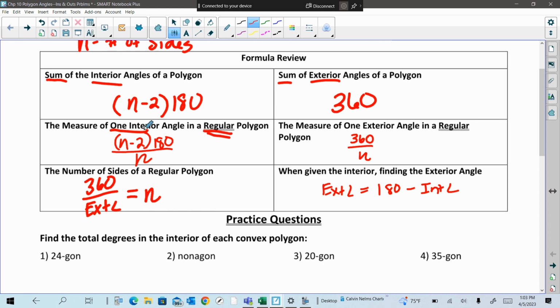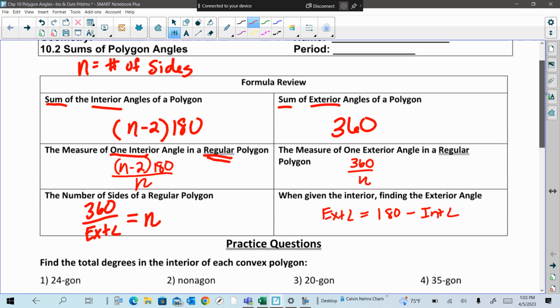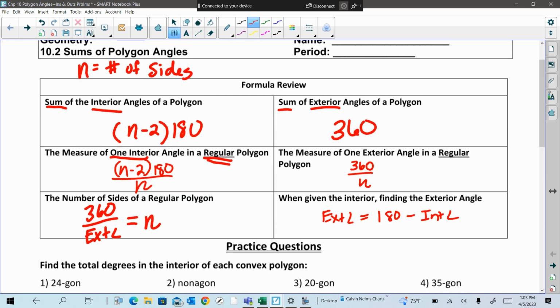If I'm talking about one angle, that's when you have to divide. Because if I know the sum, I divide it by the number of sides, and that would give me one interior angle. If I want one exterior angle, the sum is 360, so if I divide it by the number of sides, that would give me one exterior angle. So you need these 6 boxes filled in, because this is what you're going to use for this check.